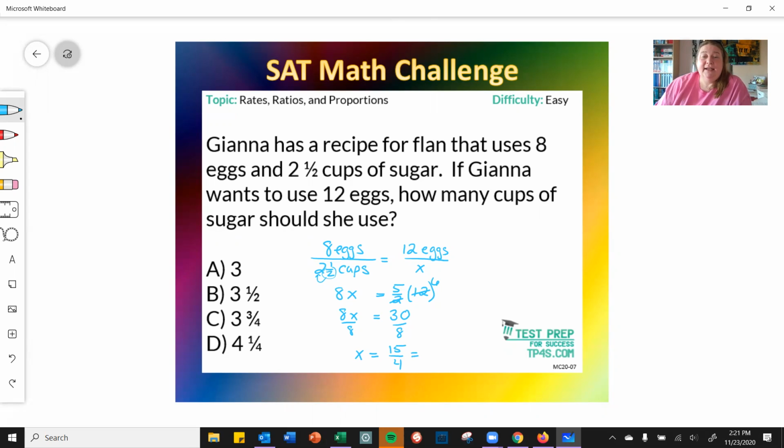The way I'm going to do that is ask myself, how many times does 4 go into 15? Well, 4 times 4 is 16. That's a little bit too big. So we'll go down 1. 4 times 3 is 12. So that's going to be 3 times. And there'll be 3 extra, because 4 times 3 is 12, and then we would need 3 more to get up to 15. So that's going to be 3 3/4. My final answer here is C.